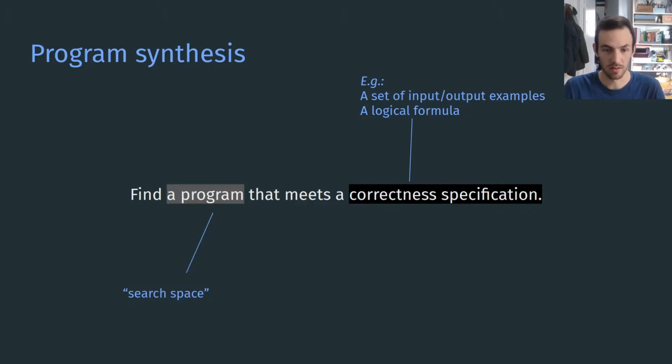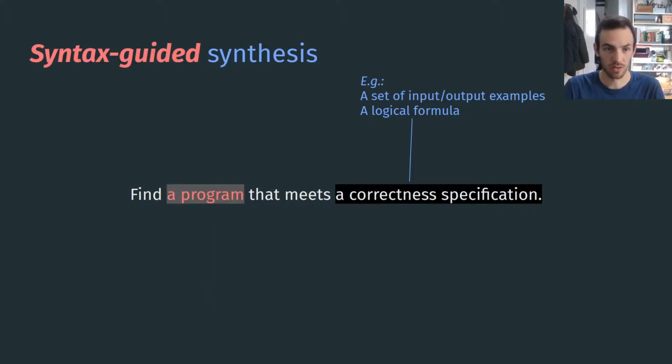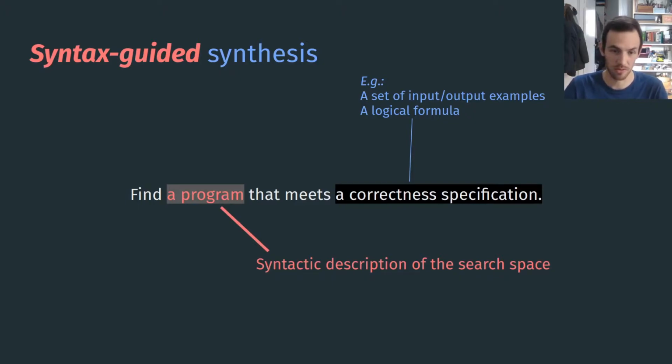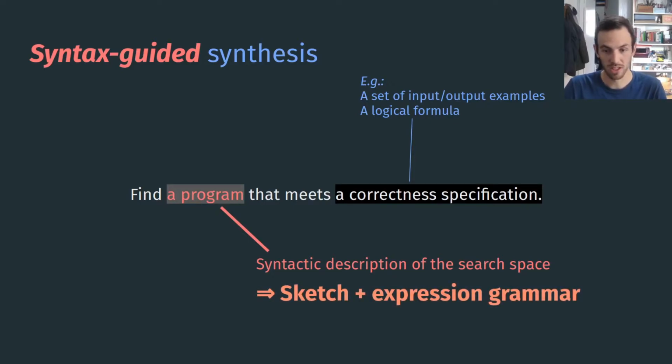So it defines what kind of programs we can look for. In this tutorial, we're going to see how to use a syntax-guided synthesis solver. And the specificity here is in the specification of the search space for the program. The search space is given a syntactic description that will define all the programs in our search space. And how is this syntactic description built? We have a sketch plus an expression grammar.